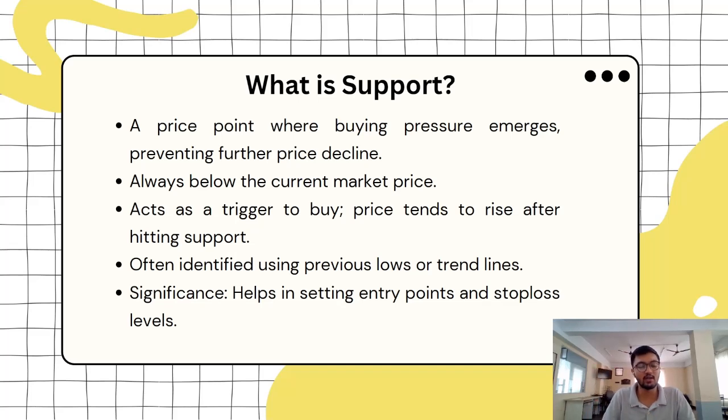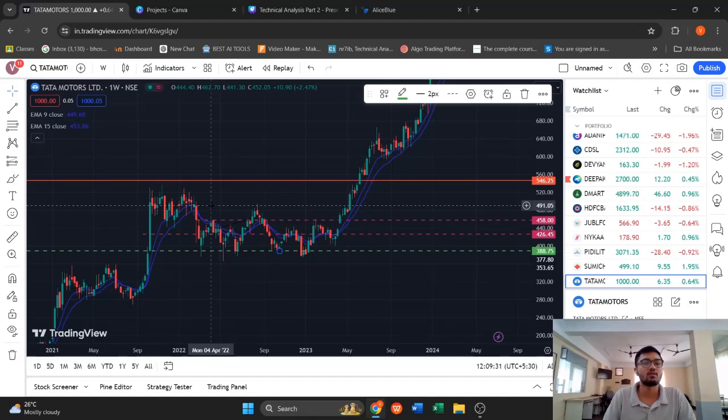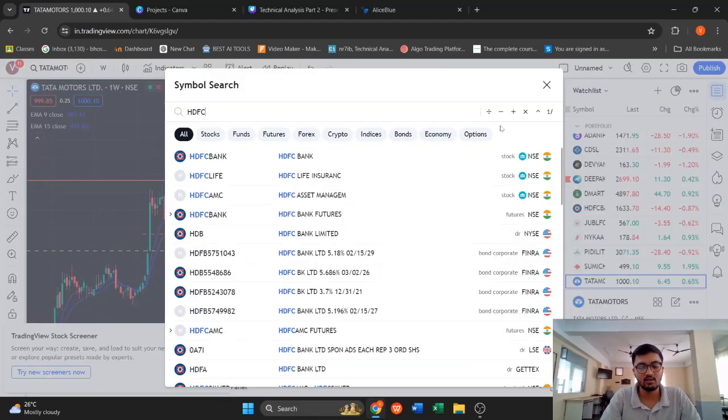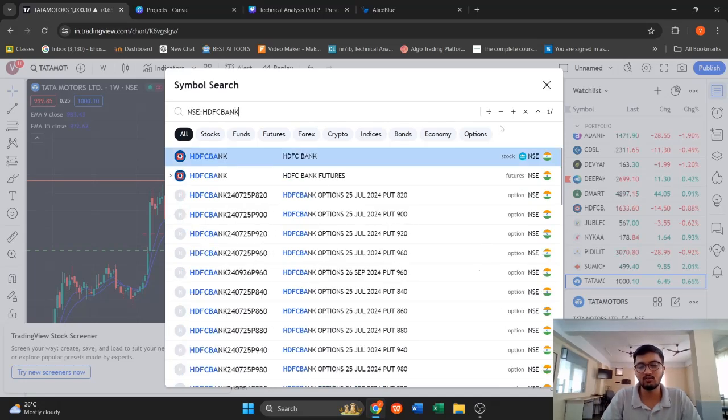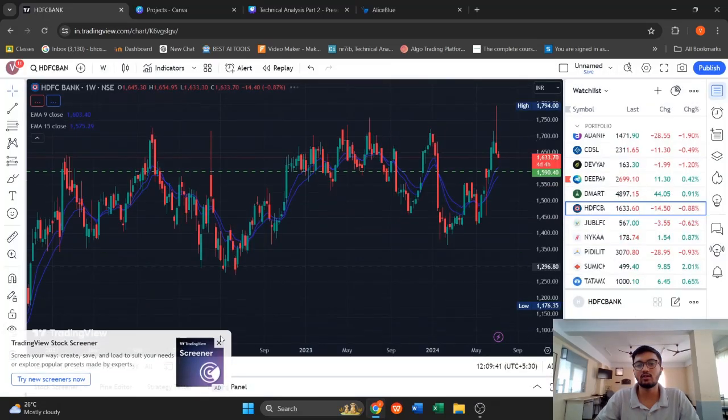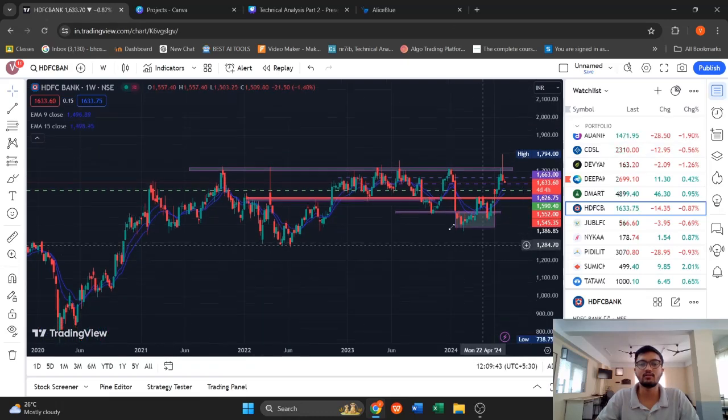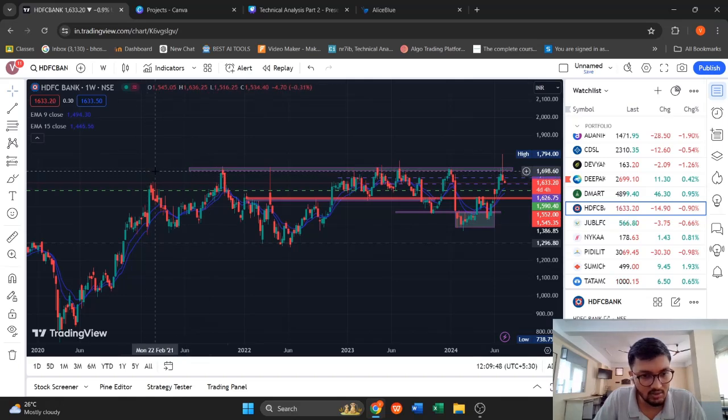Again, I was talking about the example of HDFC Bank. You can see that in the past couple of days HDFC Bank is down, and again it took resistance at the 1700 level. At this particular price, for the last 5 years, the stock has not been able to break the resistance. Every time it comes to the resistance, it falls down again. This is the price it's not going to break.